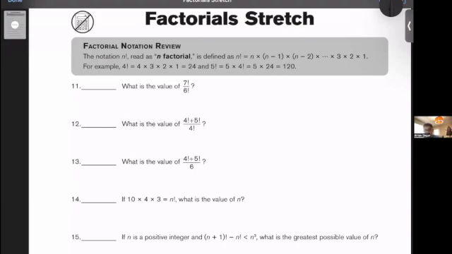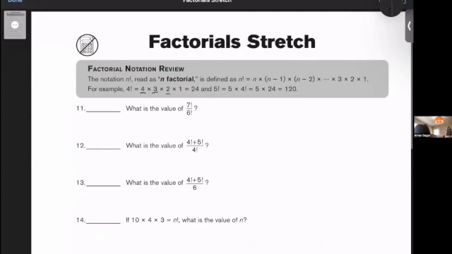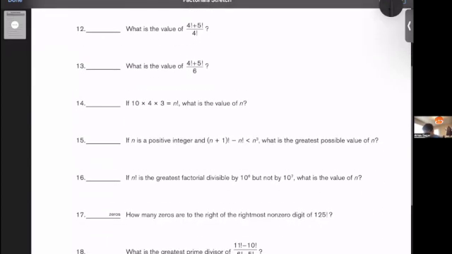Before we start working on a couple of problems, why don't we look at the definition at the top? The notation n factorial is defined as n times n minus 1 times n minus 2 times all the way until you go to 1. So, for example, we can say 4 factorial is 4 times 3 times 2 times 1. When you multiply that all out, you get 24. So now let's go ahead and look at a couple of these problems.